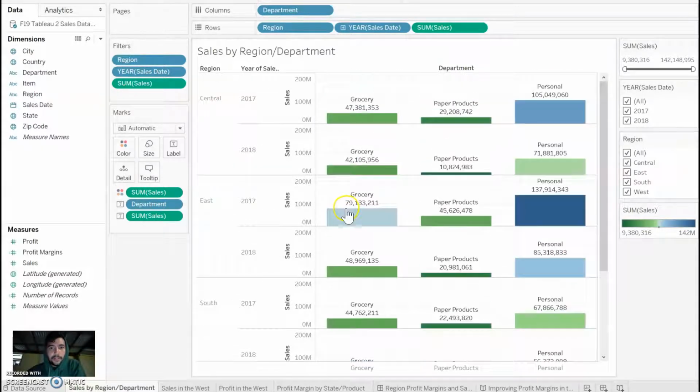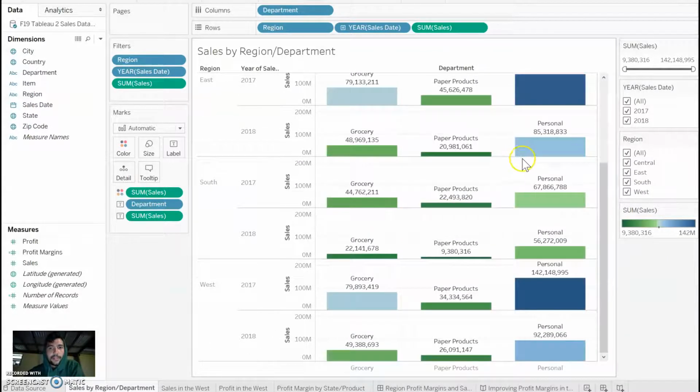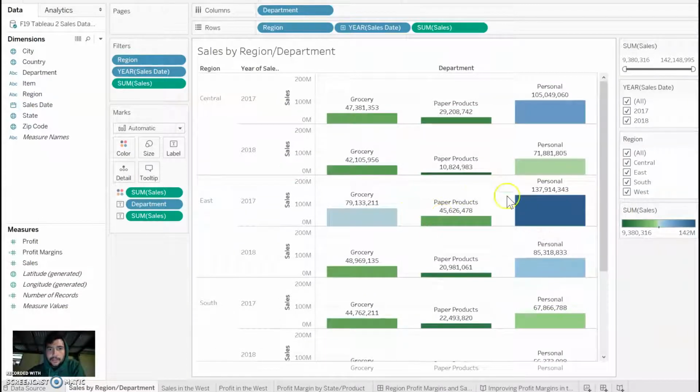This sheet basically cuts down on some of the noise from the main data sheet that had a lot of information, so it helps visually represent the information in a better way. Just by looking at it, you can see that the personal department has the greatest sales in any of the regions.